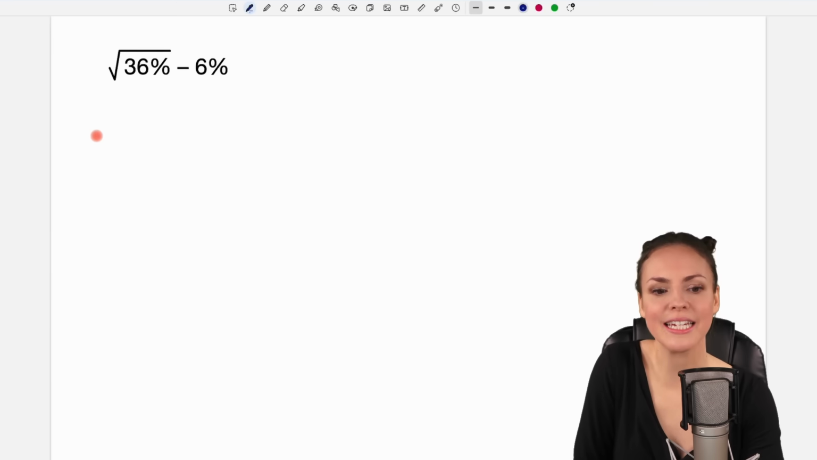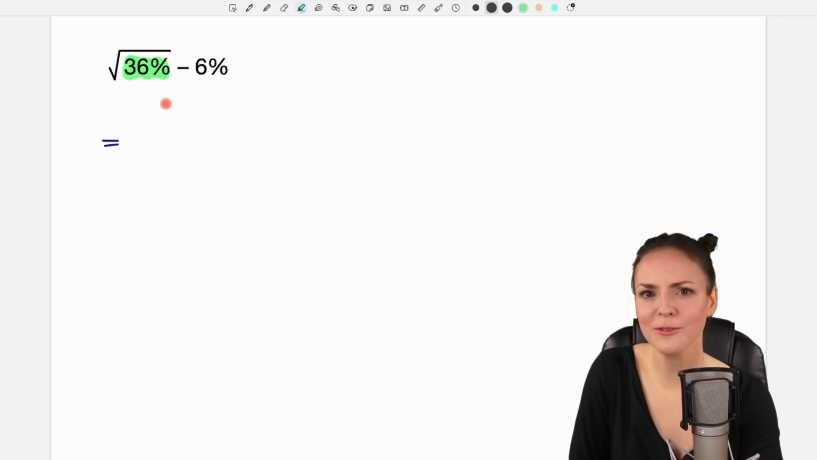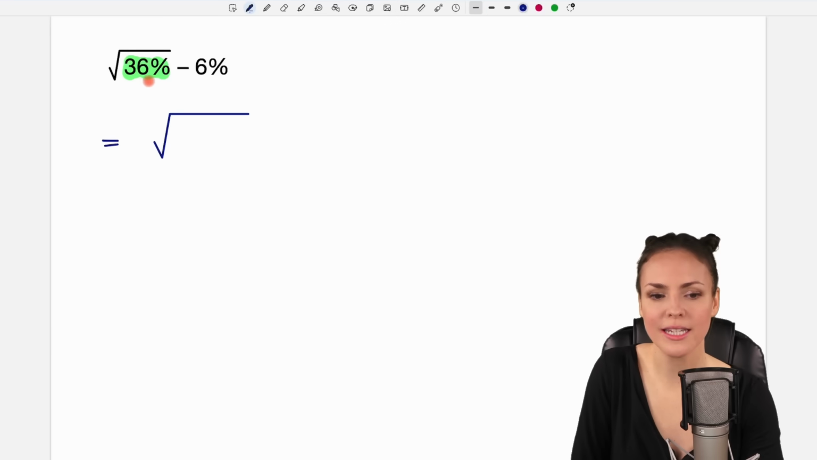Let's see how we can calculate this. Here we have the square root of 36%. Not only the square root of 36. So let's write the 36% in a different way so that we can use it a little bit better for our calculations. We can always write a percentage as a fraction. So instead of 36%, we can take the 36 and percent stands for divided by 100.